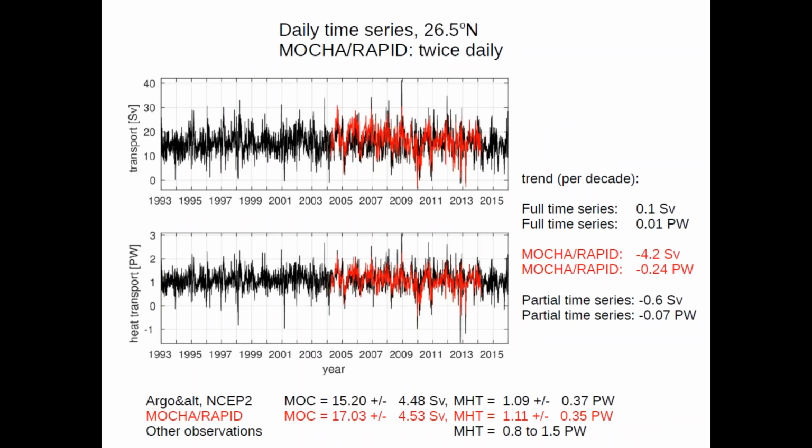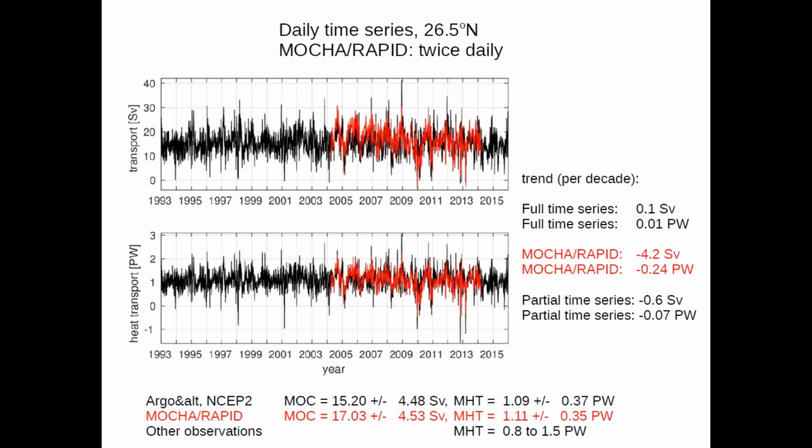So I'm now going to focus on 26.5. I actually got a daily time series, which is my first attempt to do that from the product, thanks to daily Aviso data. And we see pretty much all these nice wiggles. It's easier to see in the next one. So this is the daily, and Mocha Rapid here is twice daily. And then the means are 15.2 for the Argo and altimetry time series and 17.3 for Mocha Rapid.